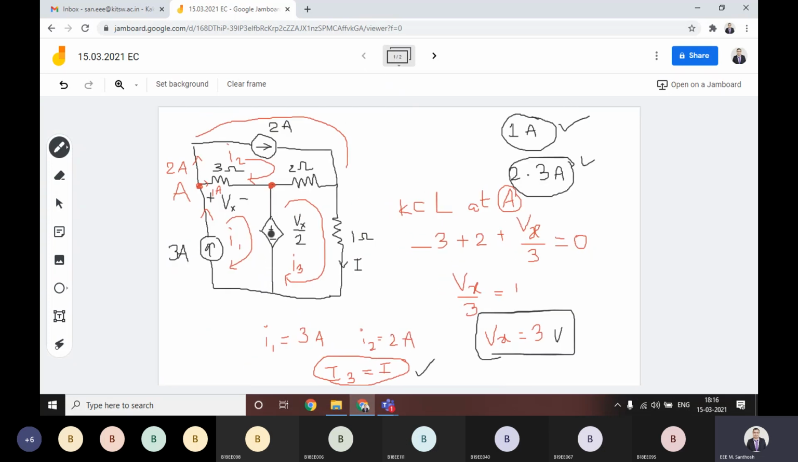Whenever this kind of circuit is given, don't think every time you have to apply KVL in all the loops. Whenever a dependent source is there, it is easy to apply a combination of KCL and KVL.